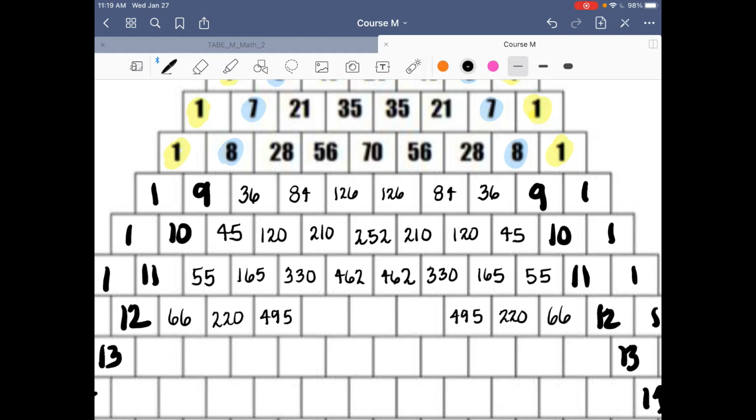330 and 462 is 792, and that's also over here. And then 462 times 2 is 924.